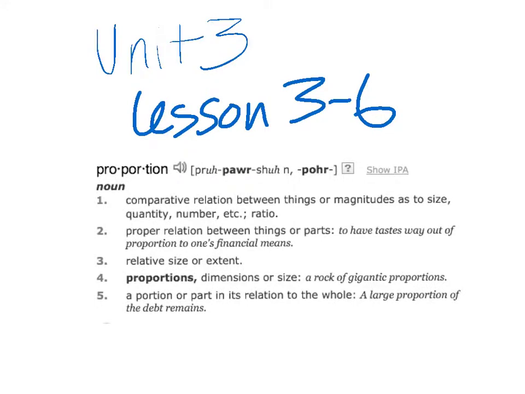And we have a couple of ways of looking at this word here. We're talking about the word proportion, and a few varying ways to think about it here. We can say comparative relation between things or magnitudes as to size, quantity, number, etc., or ratio. A proper relation between things or parts. Relative size or extent, the dimensions. You can say it's a rock of gigantic proportions. And this one down here, a portion or part in its relation to the whole. And that's kind of what we'll be focusing on.